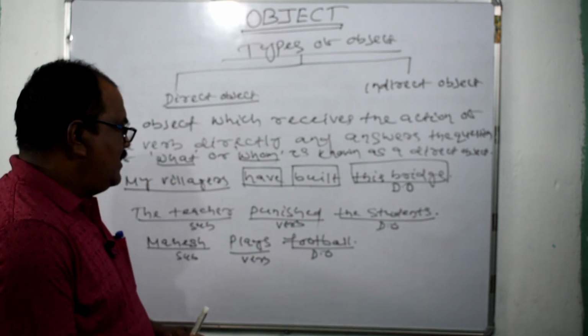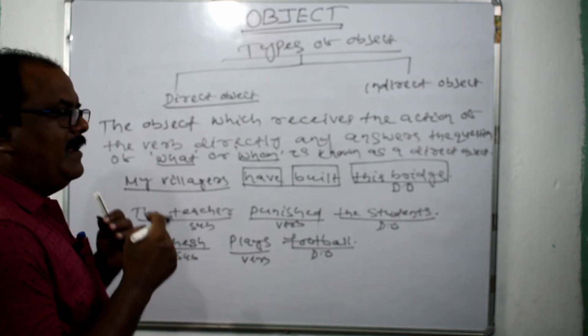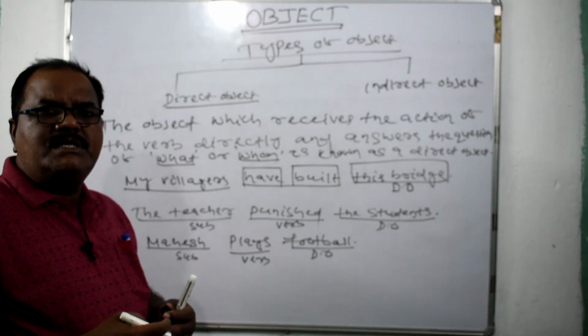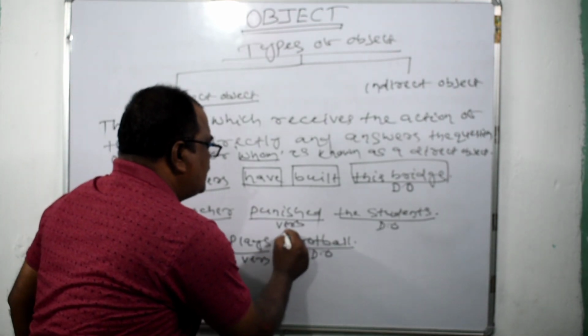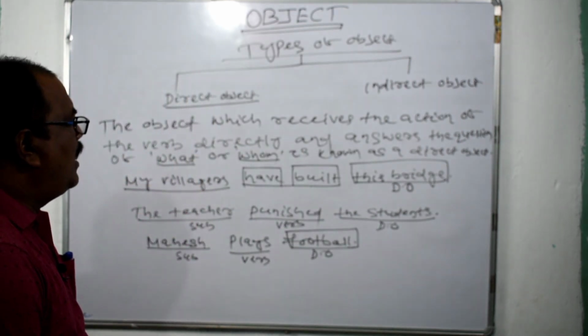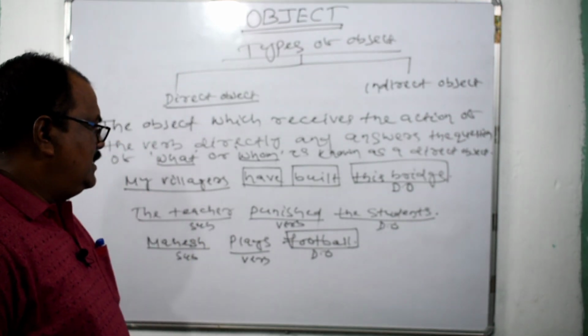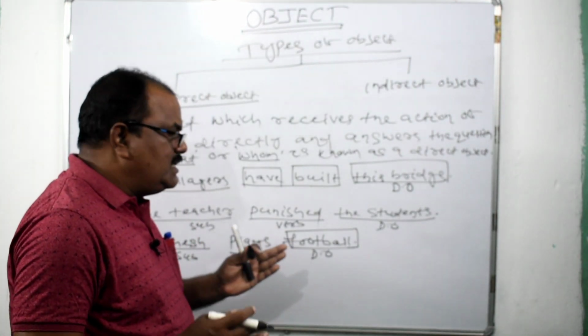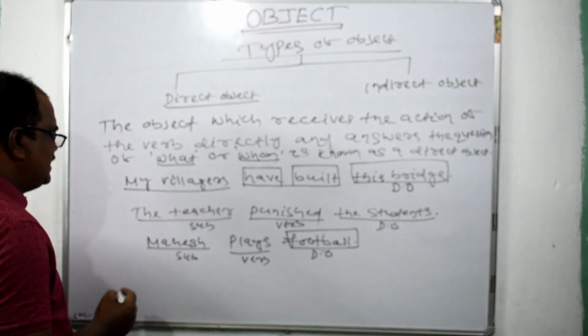We can make the question, what does Mahesh play? Mahesh plays football. This part of the sentence, football, answers the question, what? Therefore, this part is known as the direct object. We can take another example.